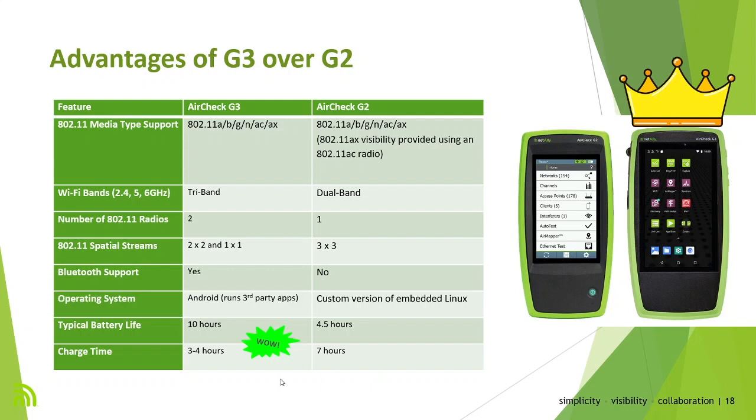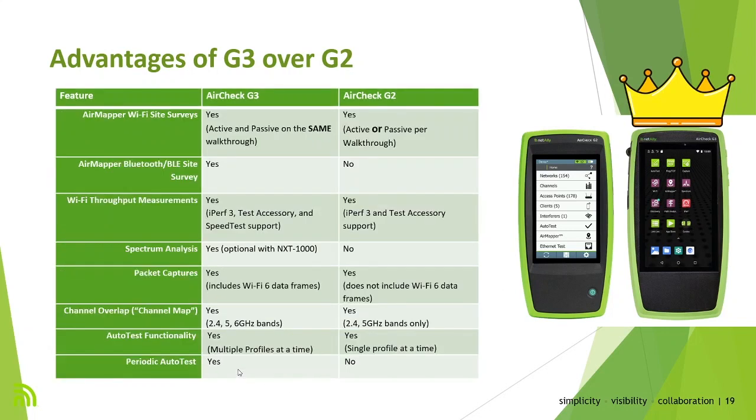The typical battery life was 4.5 hours with the G2. It is now up to 10 hours, so it's more than 2 times more. The charge time, 7 hours for the G2, is now 3 to 4 hours. The AirMapper Wi-Fi site survey application supports active and passive surveys being run at the same time because the G3 has 2 Wi-Fi radios. On the AirCheck G2, you could only do either an active or a passive survey. And with the AirMapper application, you can also run a BLE site survey.